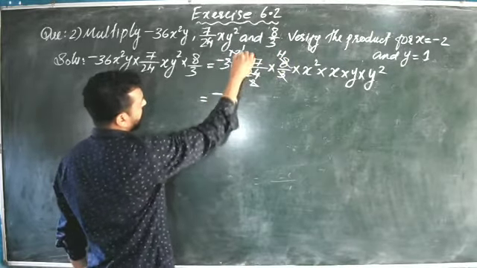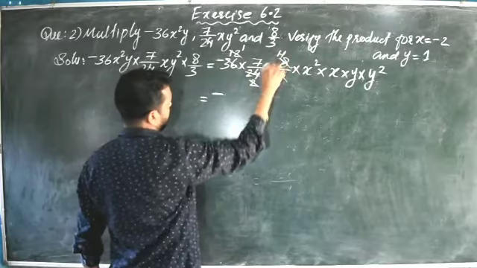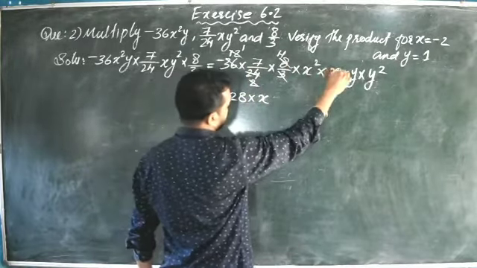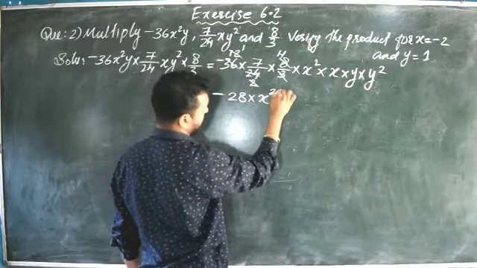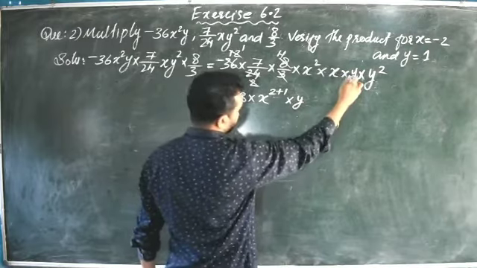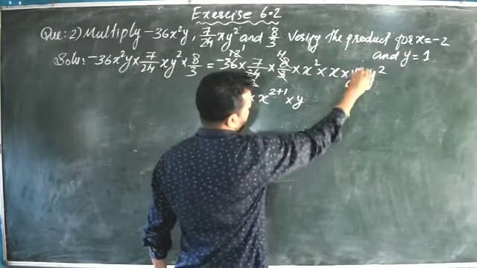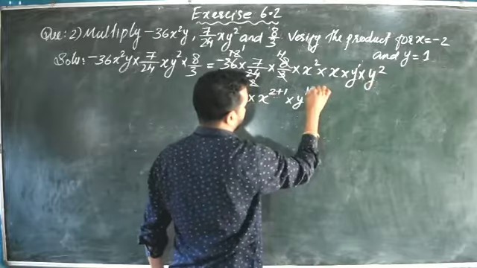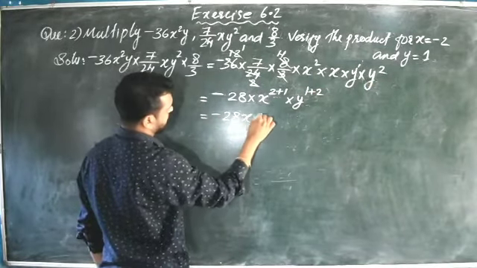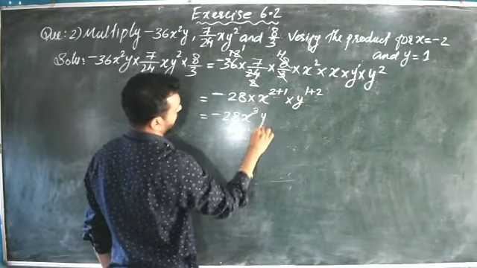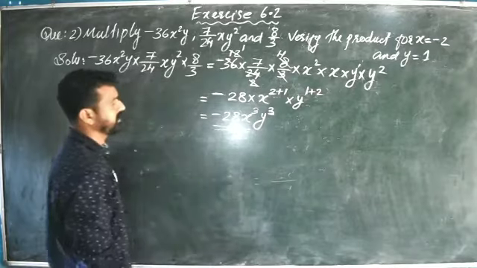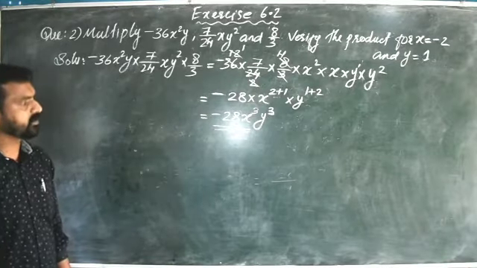So minus 1 into 7, 7, 7 fours are 28 into x square into x raised to 2 plus 1, 2 plus 1 into y raised to 2, y raised to 1 plus 2, 1 plus 2. That is equal to minus 28 x raised to 2 plus 1, 3, y raised to 1 plus 2, that is also 3. So that is the product, minus 28 x cube y cube.